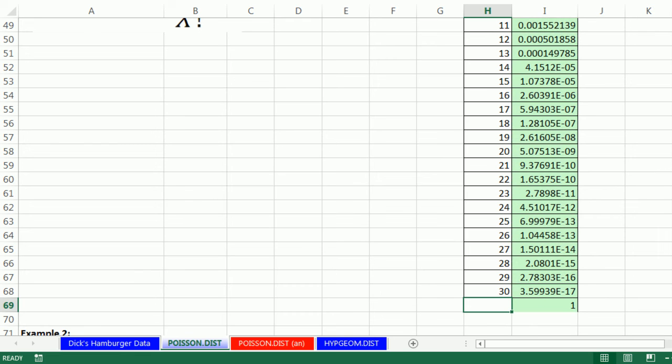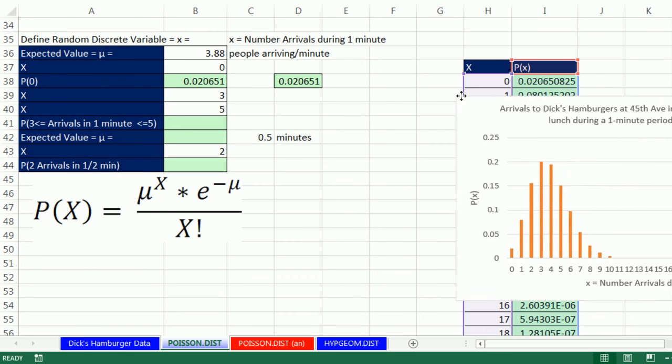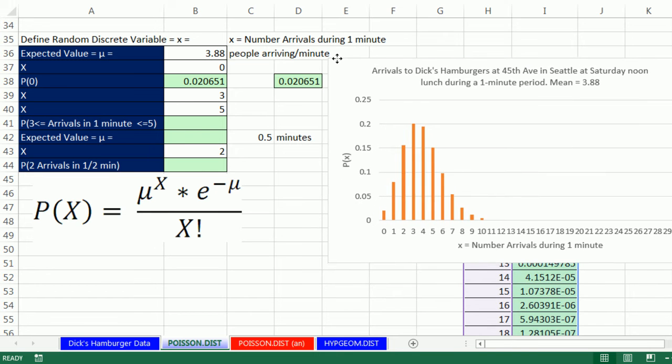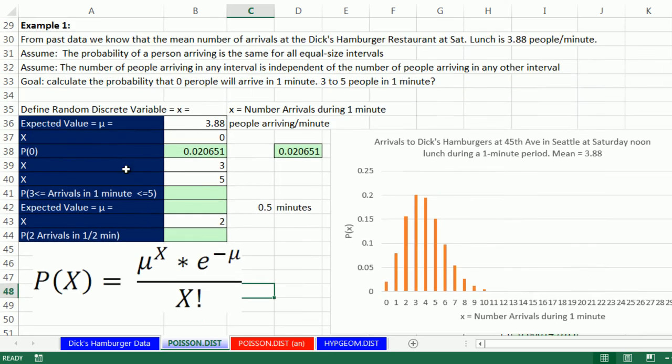So when I start to get a 1, or however far I want, then I stop. Now, I have plotted this already. Here is the plot. And we want to do a couple more examples here. Now, we had x equal to 0, but now we want to calculate the probability that we can have in 1 minute 3 to 5 people arrive.